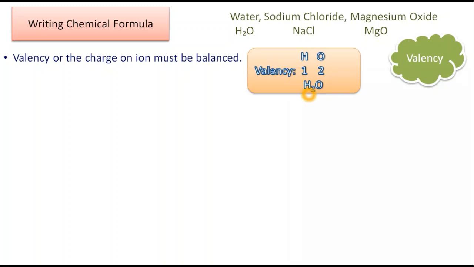And the number of atoms is always written in the subscript. So here 2 atoms of hydrogen will combine with 1 atom of oxygen and they form the compound H2O. That is the formula for water.